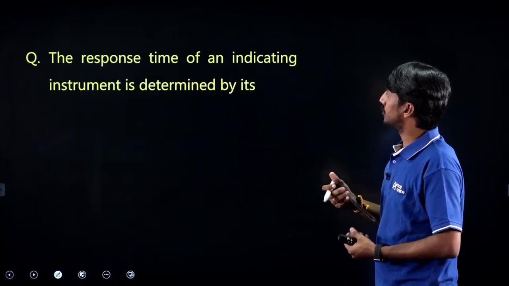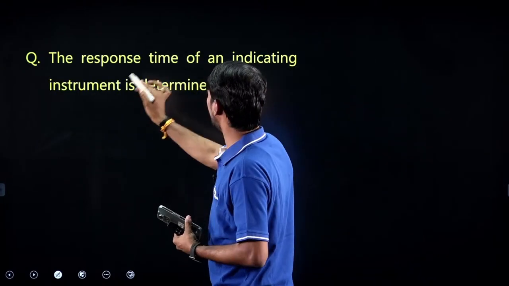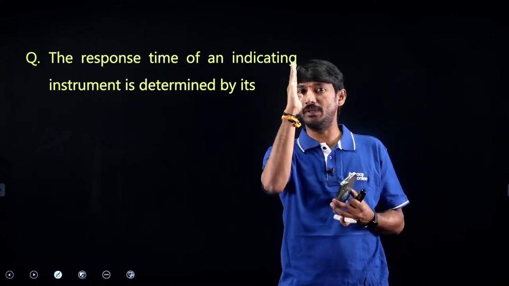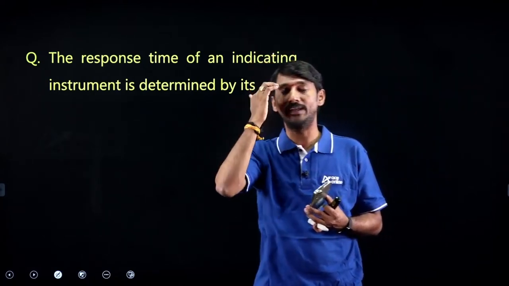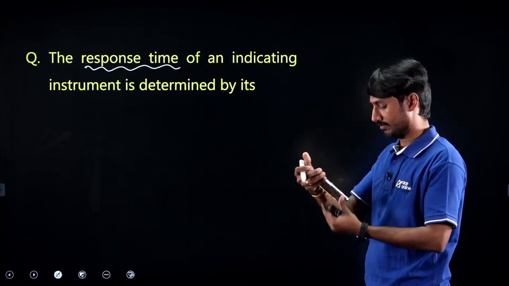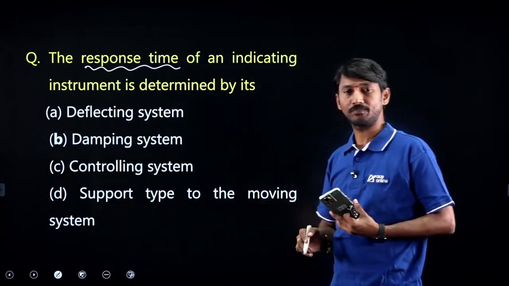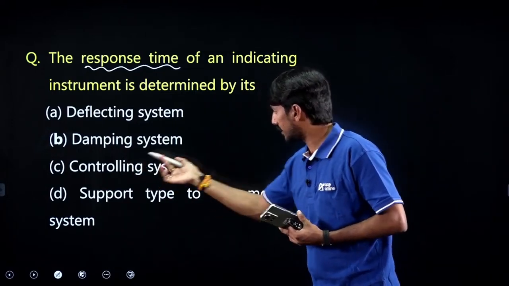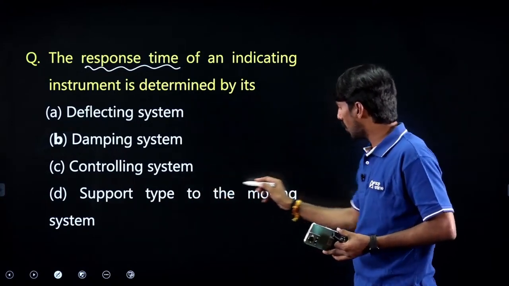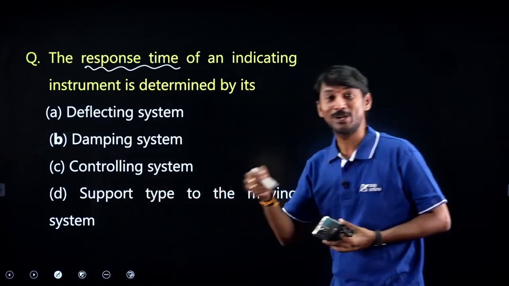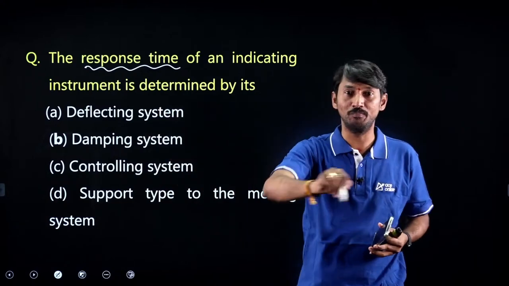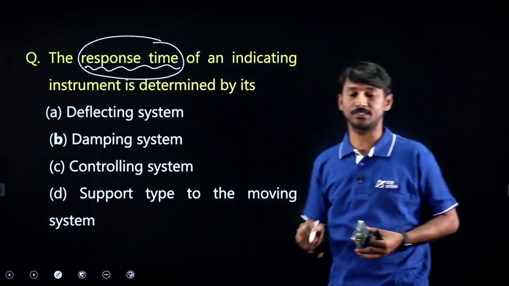Next question. The response time of an indicating instrument is determined by, response time means, after which parameter the pointer will show the steady state value, the final value. That is the meaning. So response time depends on which torque or system: deflecting system or deflecting torque, damping torque or damping system, controlling torque or controlling system, support type to the moving system. If you revise the entire topic, support type to the moving system is generally not at all relevant, so it is anyway wrong. There is confusion between these three, because you have studied deflecting torque, controlling torque, damping torque. But what he is asking is response time, be clear, very simple.